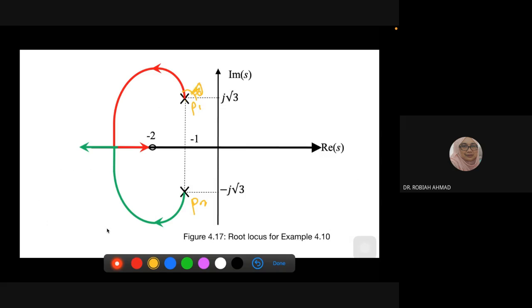So we assume that the root locus will go up here, and then this is where minus 4 is, kat sini. Okay, so kat minus 4 tu dia akan break, satu tu akan end kepada zeros minus 2, and then another one will go to infinity. Okay, so itu maksud dia minus 4 tadilah, breakaway point.